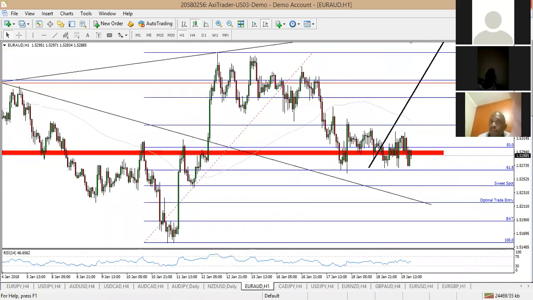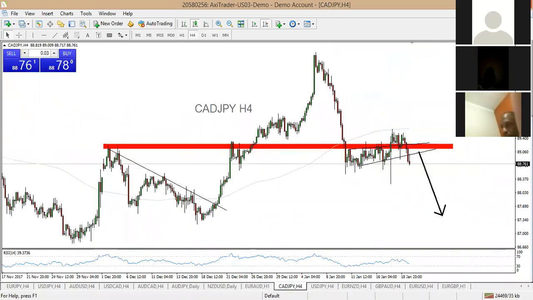All right, let me just look for a clean chart. All right, the pair has been giving us a problem. We have been holding a buy trade on this pair. CATGPY, we just sold, and we're currently running on profits, guys. We're running a sell trade here.